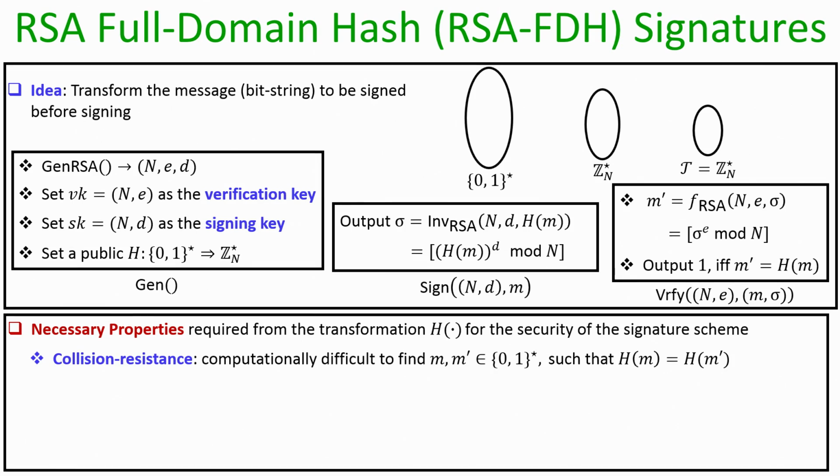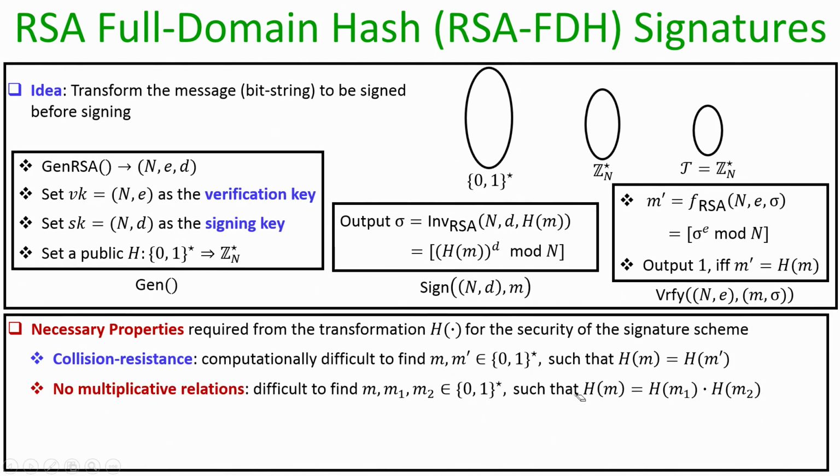Definitely we require that the transformation function should be collision resistant, namely it should be computationally difficult for a polytime adversary to find a pair of messages m and m dash such that the transformed m and the transformed m dash are the same. Because if the adversary could come up with such a pair, then it can first ask for the signature on the message m, and the signature on the message m dash will be exactly the same as the signature on the message m. So, it could easily come up with a forgery.